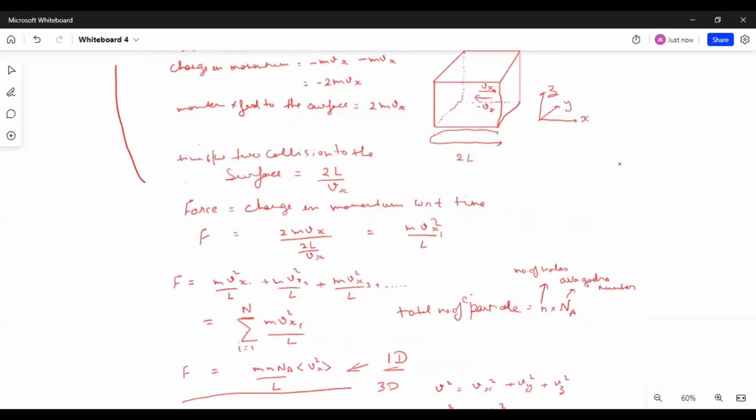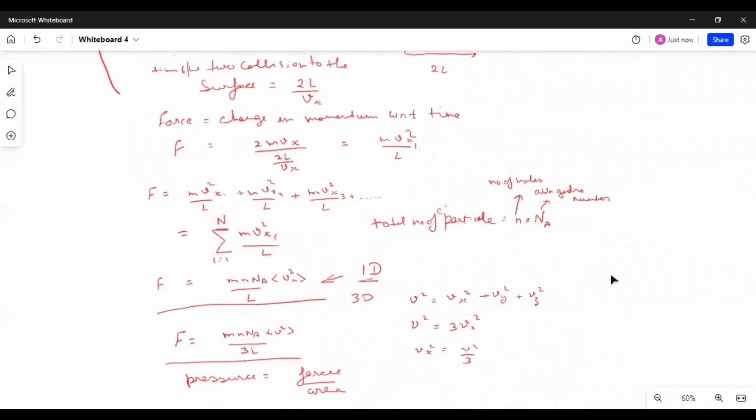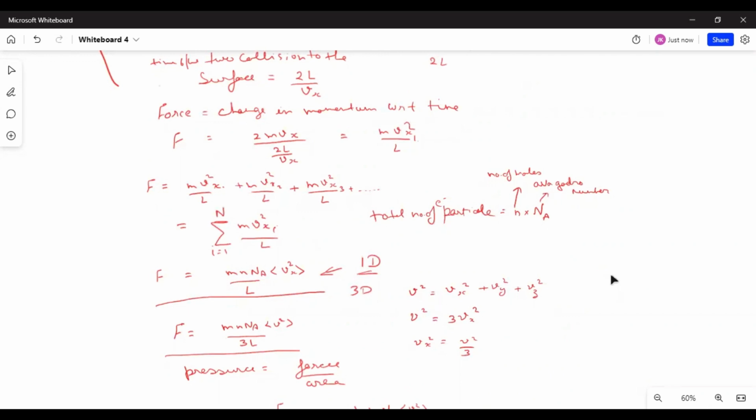Therefore, we calculated the force, which is the change in momentum with respect to time. When we put in this equation, we get mvx² upon L. This is for one electron. Now there are multiple electrons, let's say there are n electrons. So we do the summation over those electrons, and we know that the total number of particles inside a cube is the number of moles multiplied by the Avogadro number. So this summation can be removed and written as F equal to m n N_A vx² by L. This is the case for 1D.